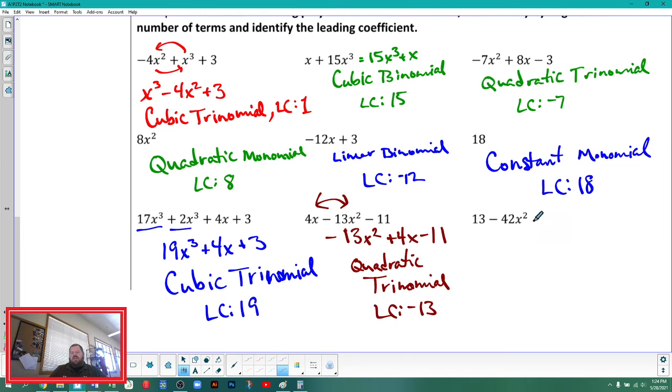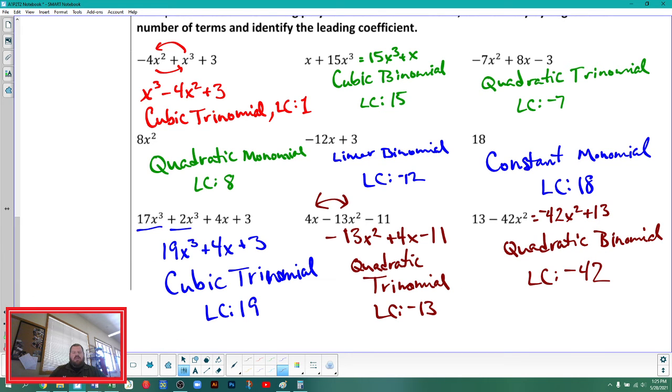And last but not least, we do need to switch this one around. It's going to be -42x squared plus 13. That makes it a quadratic binomial with a leading coefficient of -42.